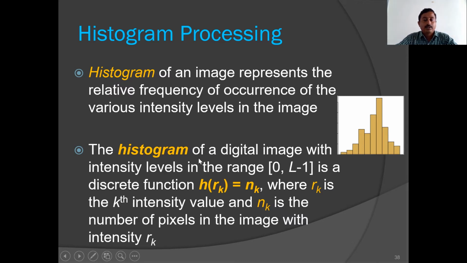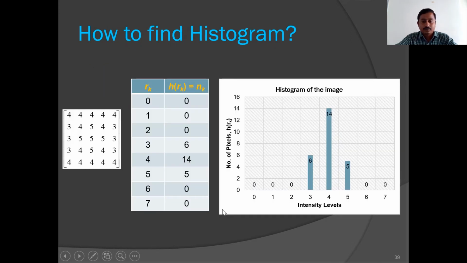The histogram of a digital image with intensity levels in the range 0 to L minus 1 is a discrete function h of rk equals nk, where rk is the kth intensity value and nk is the number of pixels in the image with intensity rk. So h of rk equals nk. So we have found out the value of the h function for all the intensity values, and that will be the histogram.